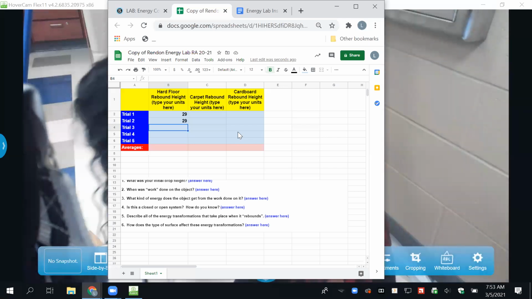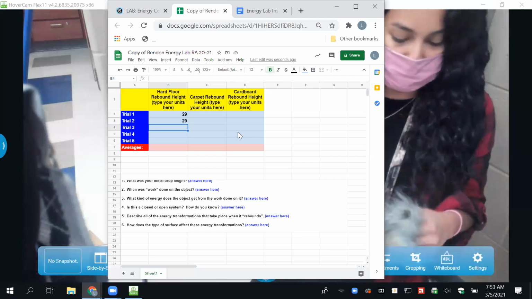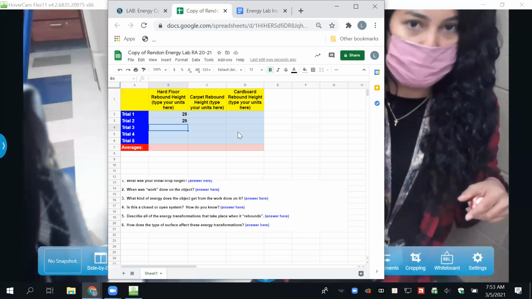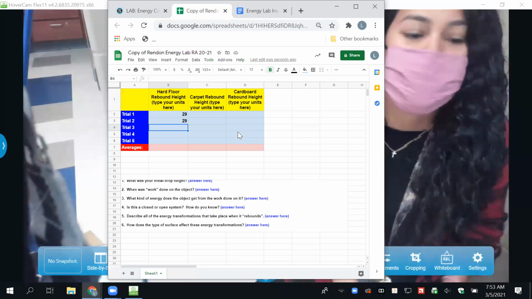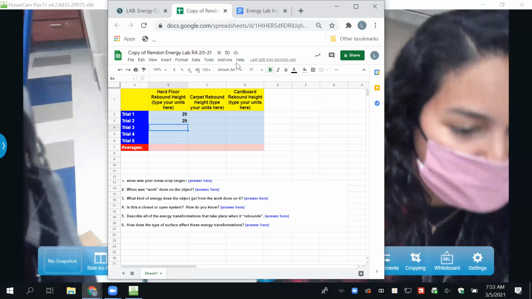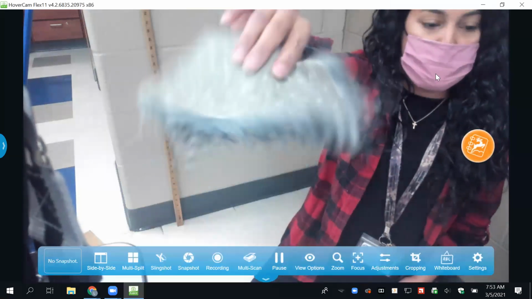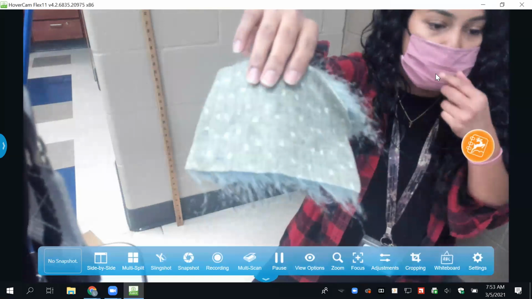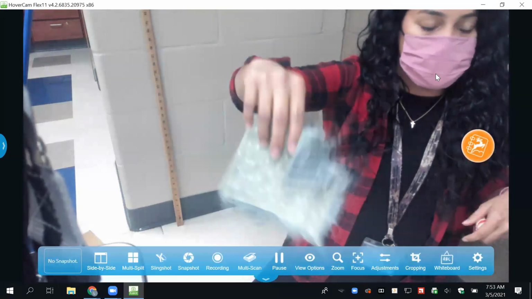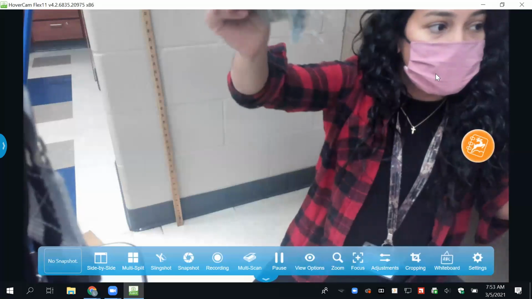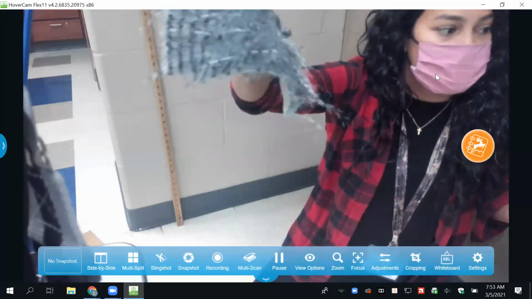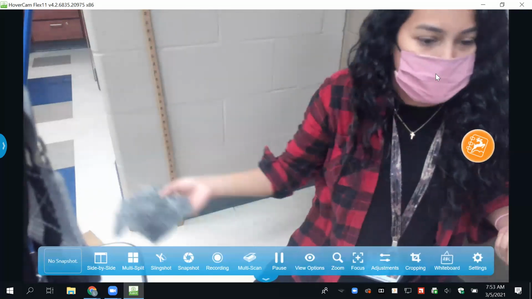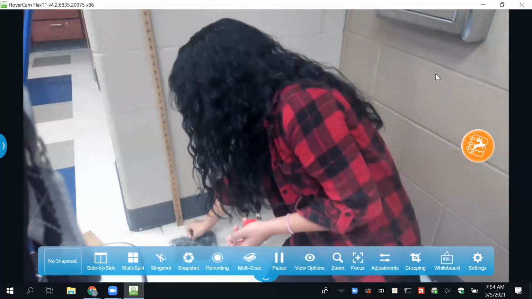So for class, I have these little carpet squares, or they're like fuzzies. But at home, if you only have tile in your house, you can use a rug, or you can use a yoga mat, or whatever you have. I mean, if you don't even have that, you could just use a sweater or a shirt or something. And so you're bouncing it on the fuzzy or the carpet. And so drop it from the same height and then record the rebound height.